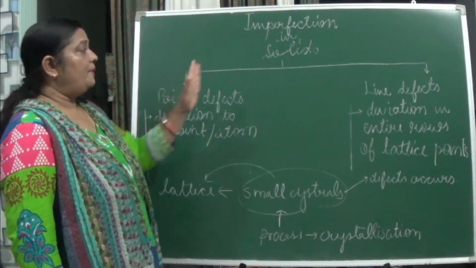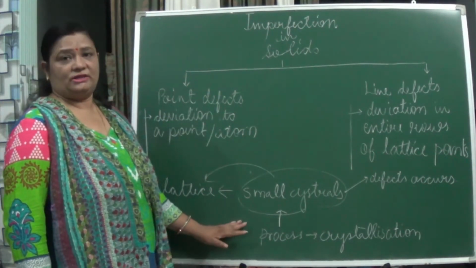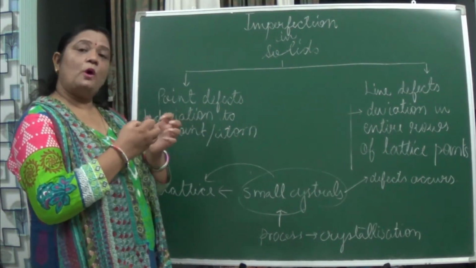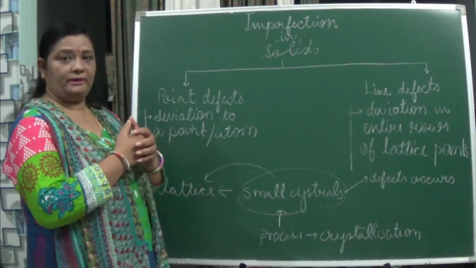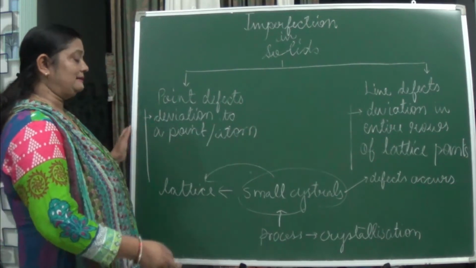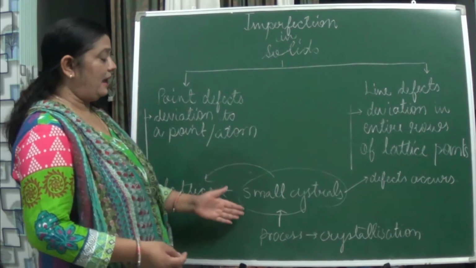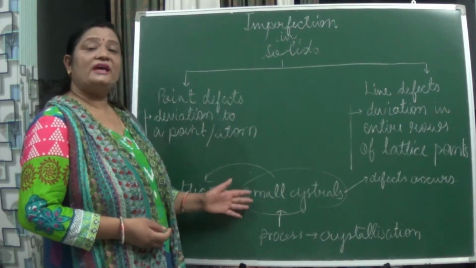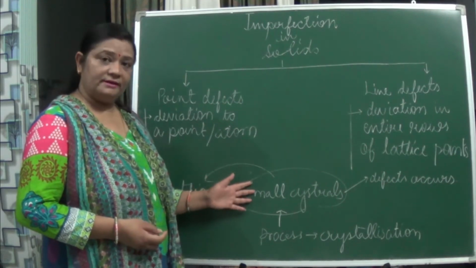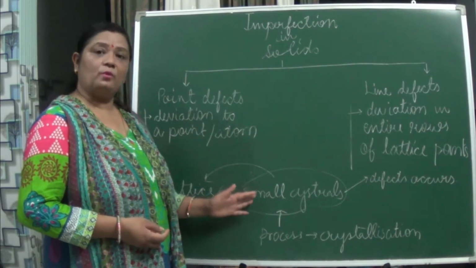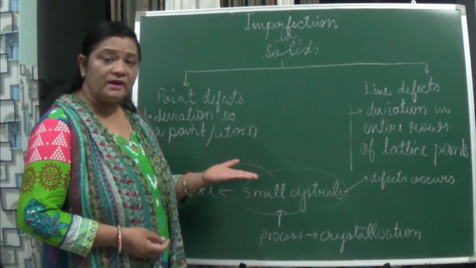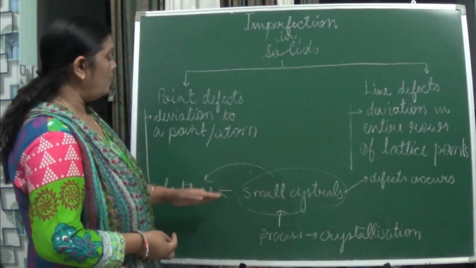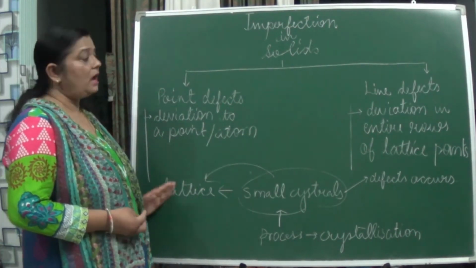So what happens here? By the process of crystallization in solids, first small crystals start forming. How does this process take place? We are heating it, applying some energy to it, and as the result, these small crystals again form the whole lattice. How do they form?